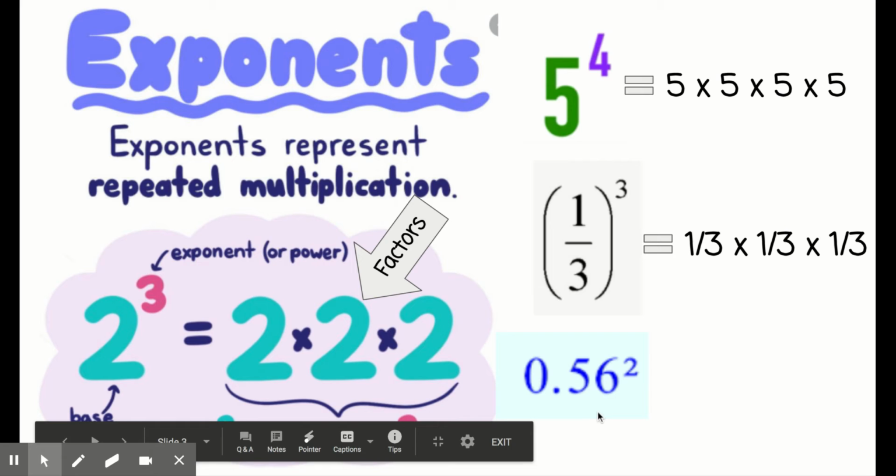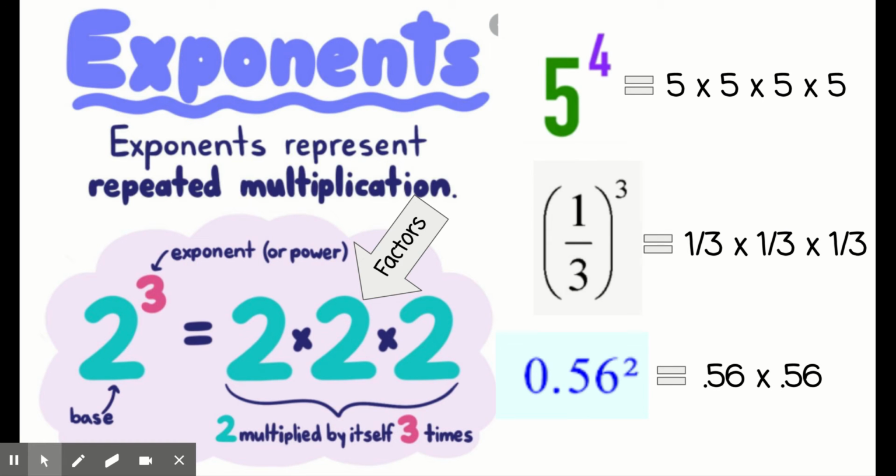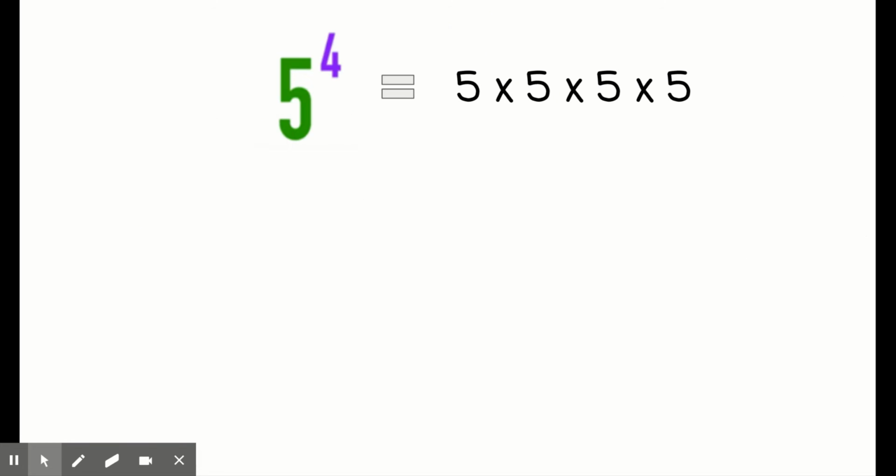So we look at 0.56 to the second power, or 56 hundredths to the second power. It really means 56 hundredths times 56 hundredths. So that is what exponents are representing. They are telling us how many times we are multiplying that base number times itself. So let's go ahead and take a look at these same examples, but let's solve now for the value of this expression.